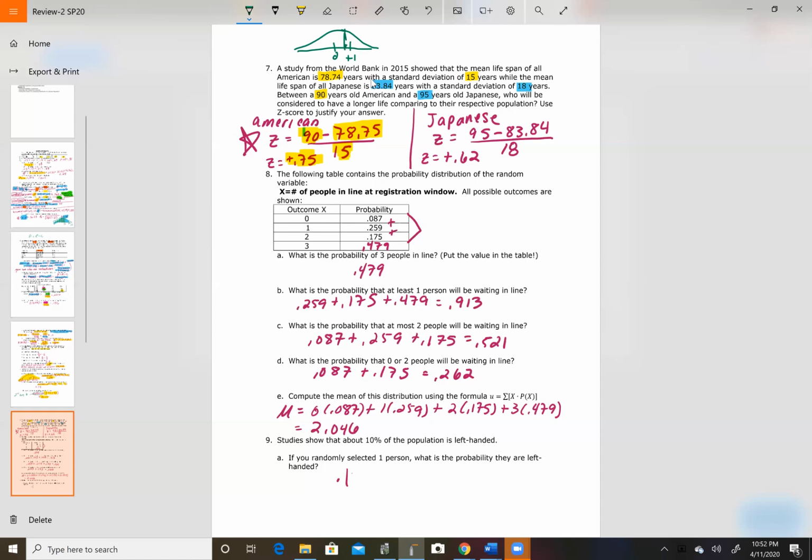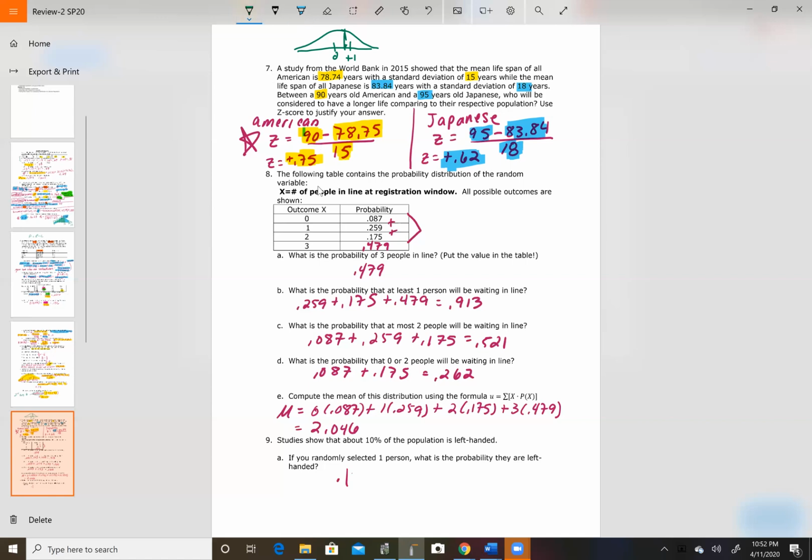And then we look over at the Japanese and we find the same Z-score. In this case, their age or their score is 95, minus the average or the mean, divided by the standard deviation. And they only end up at 0.62. So even though they lived to 95, they don't compare as well as this 90-year-old American does.